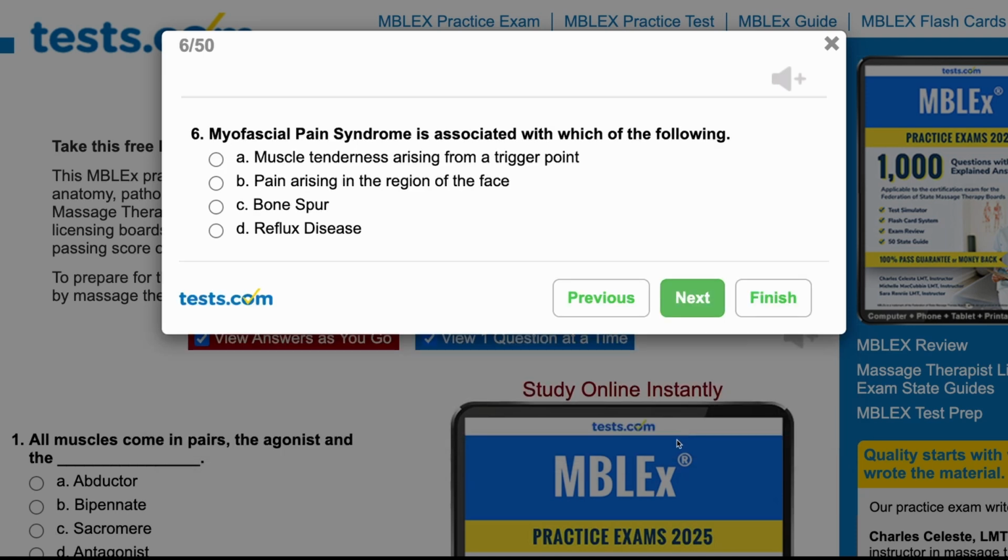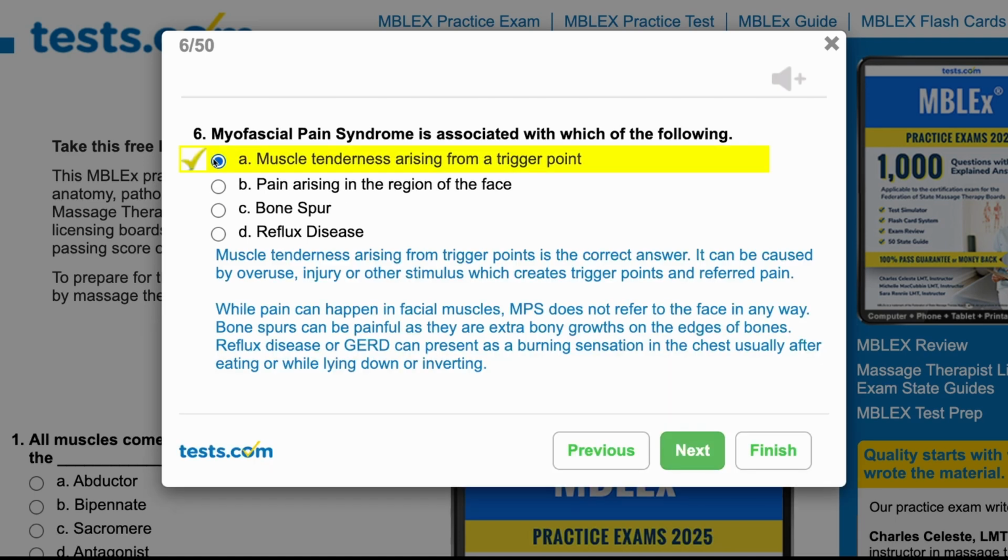Question number 6. Myofascial pain syndrome is associated with which of the following? A. Muscle tenderness arising from a trigger point, B. pain arising in the region of the face, C. bone spur, or D. reflux disease. A. Muscle tenderness arising from a trigger point is the correct answer. It can be caused by overuse, injury, or other stimulus which creates trigger points and referred pain. While pain can happen in facial muscles, MPS does not refer to the face in any way.